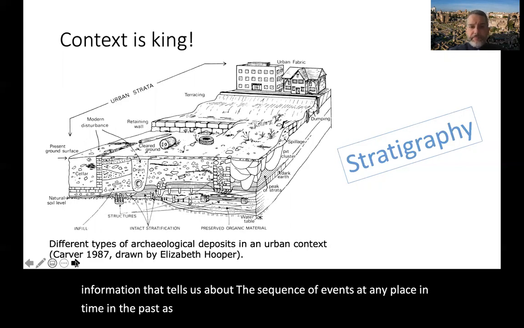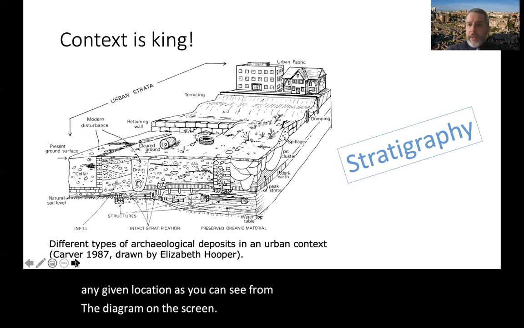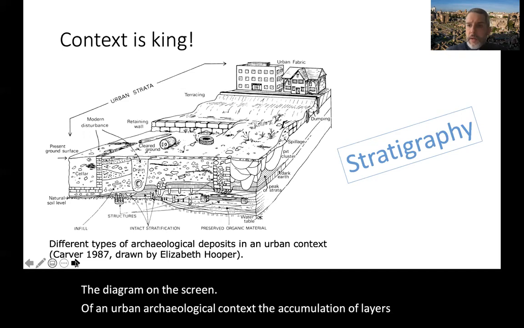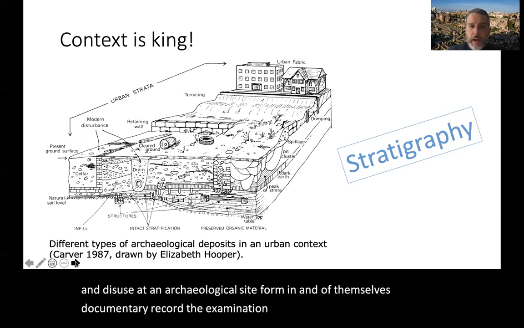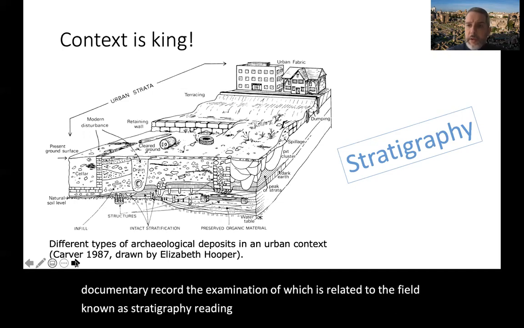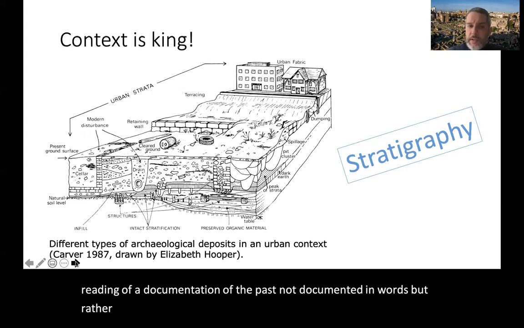As you can see from the diagram on the screen, of an urban archaeological context, the accumulation of layers of use and disuse at an archaeological site form in and of themselves a documentary record, the examination of which relates to the field known as stratigraphy. The reading of the stratigraphic record is, in a way, the reading of a documentation of the past, not documented in words, but rather documented in the material traces and impacts of human activity.